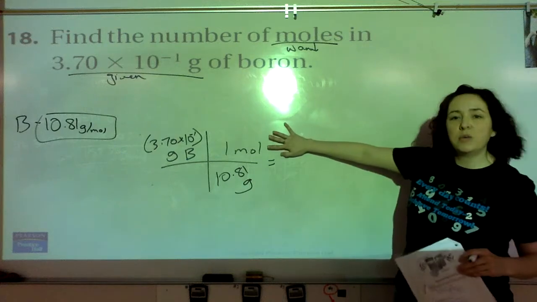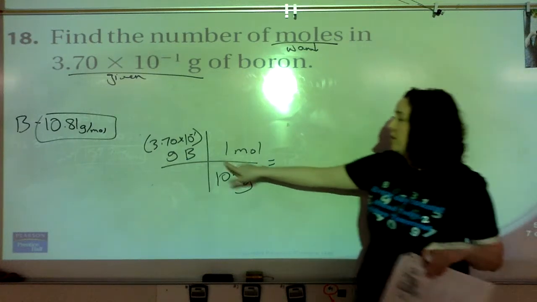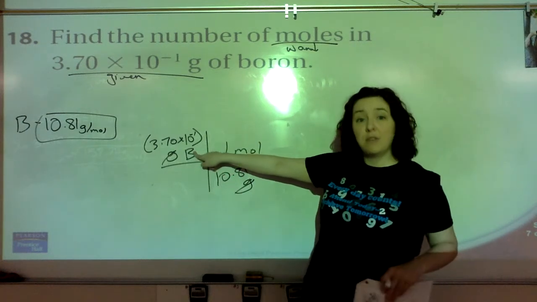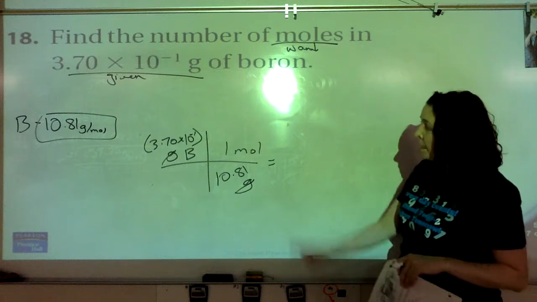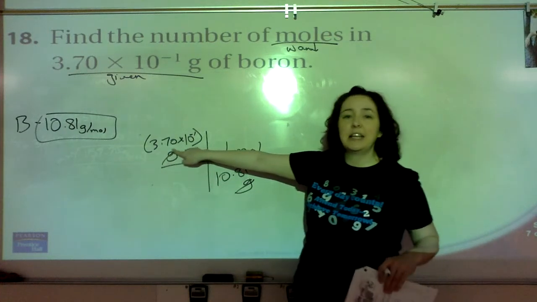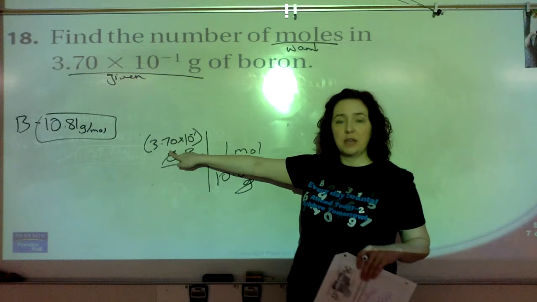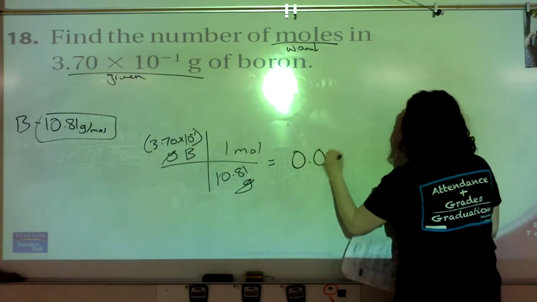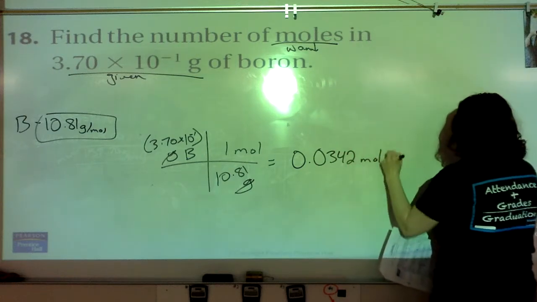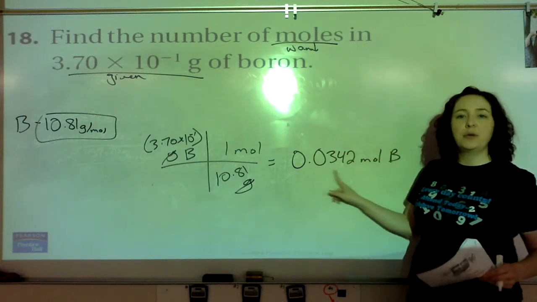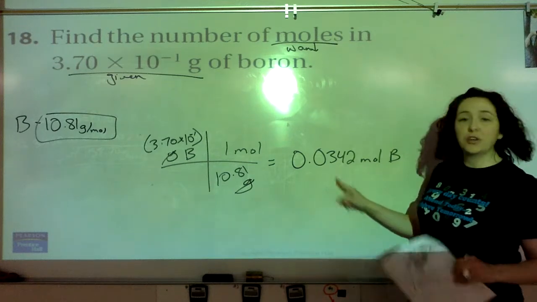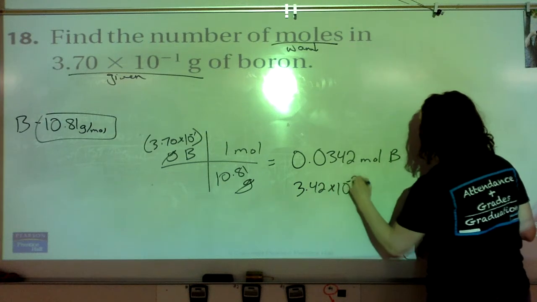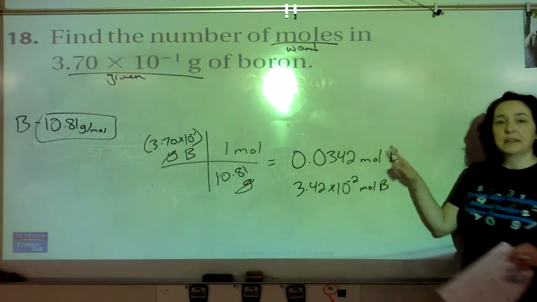Okay, so we want moles. He went on top. We need grams to cancel out. It does. Be careful when you put this in your calculator. Make sure you put the given in parentheses. Also, the given has 3 sig figs. That 0 is significant, so our answer needs 3. 0.0342 moles of boron. Or you can turn it into scientific notation. Either way.